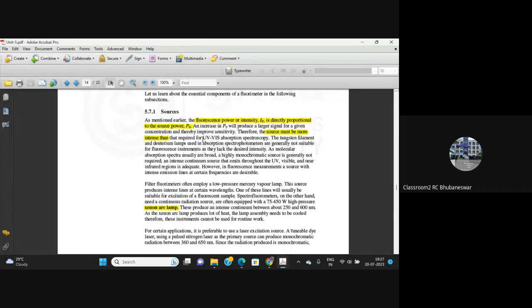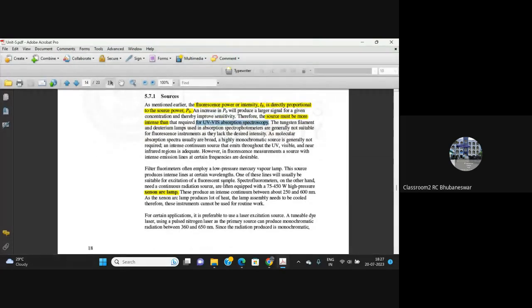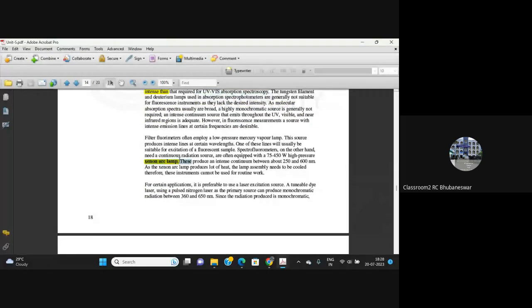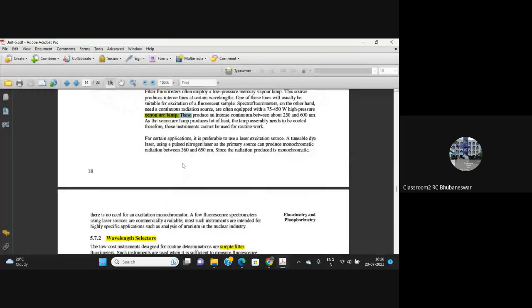But here, the fluorescence power or intensity is directly proportional to the source power. Therefore, the source must be more intense as compared to what is required for UV-visible spectroscopy. Here, basically, a xenon arc lamp is used as the source for fluorescence spectrophotometry.